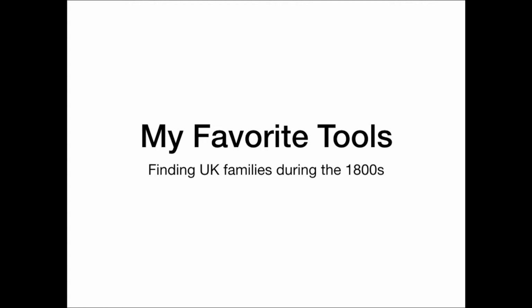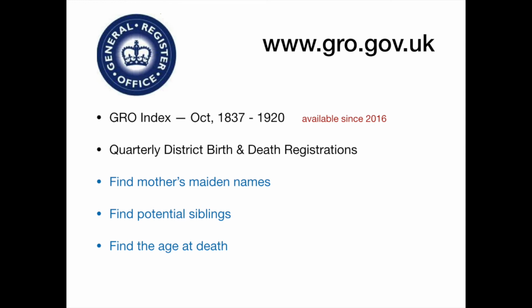These are my favorite tools for finding families in the UK during the 1800s. I use three main tools. The first is the Grow Index. It's the quarterly registrations for births and deaths in the UK between 1837 and 1920.